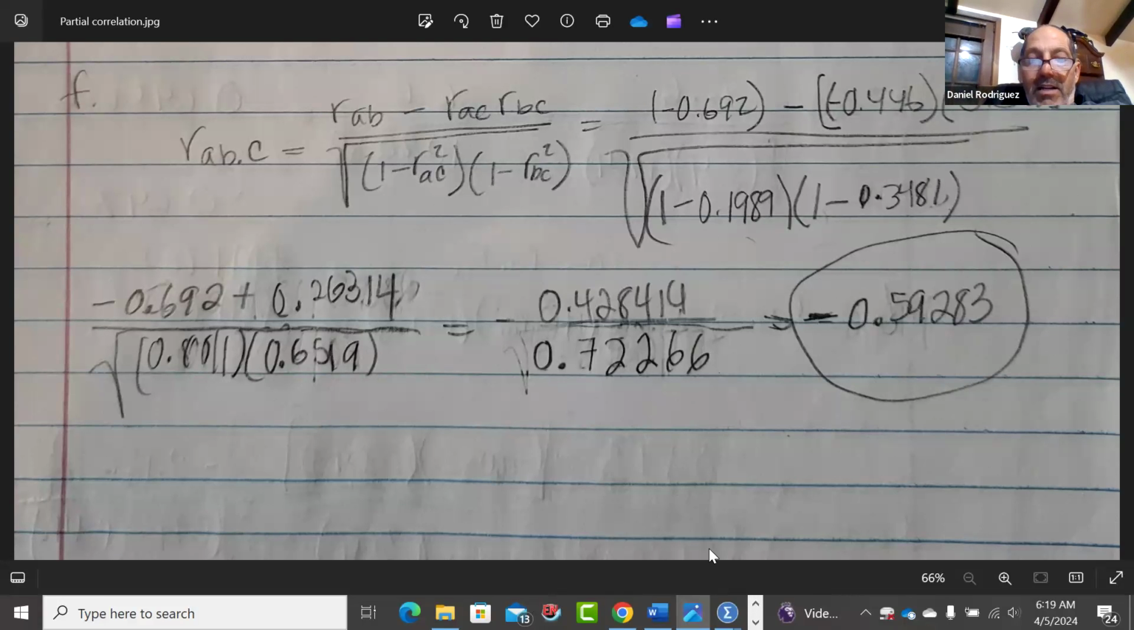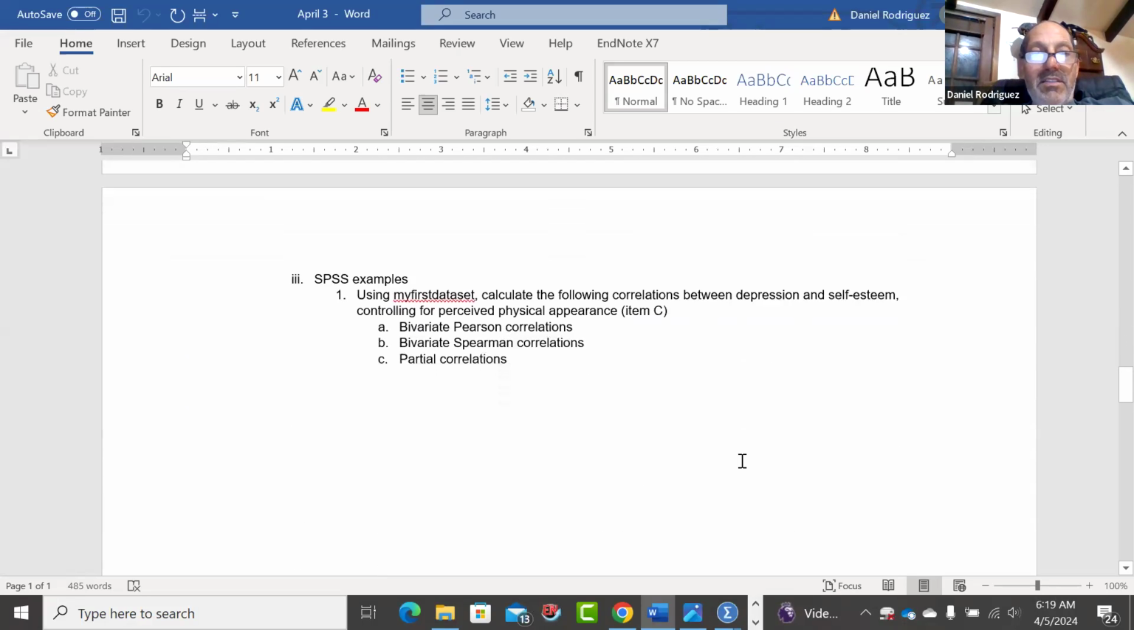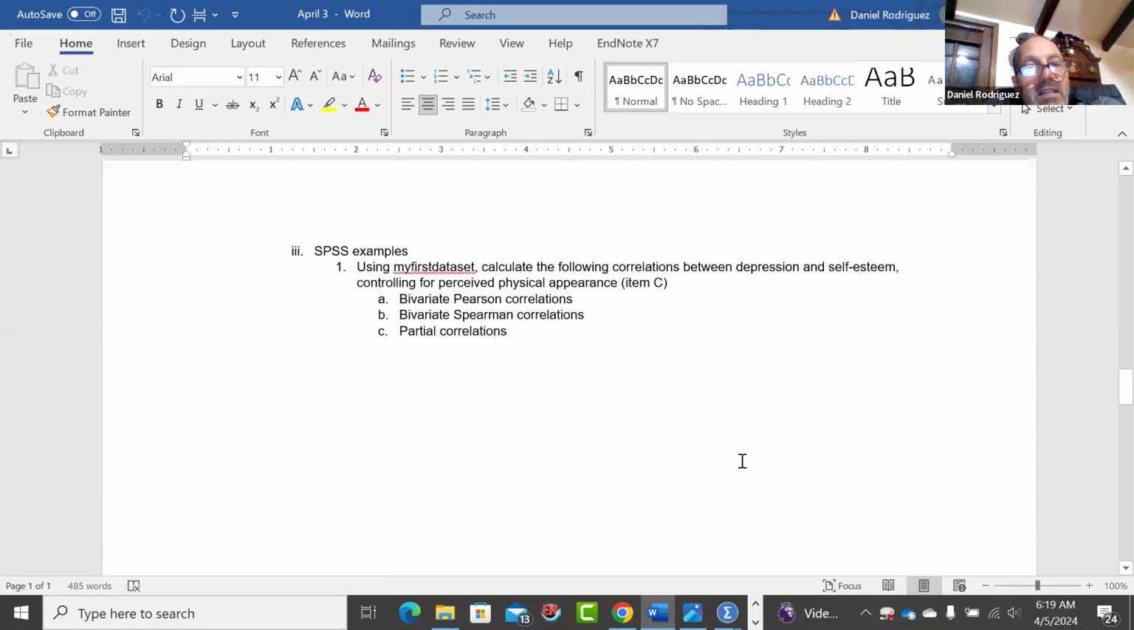All right, so let's go back to the next part here. We didn't do these SPSS examples. Using my first data set, calculate the following correlations between depression and self-esteem, and between depression and self-esteem controlling for perceived physical appearance. We want the bivariate Pearson correlations, the bivariate Spearman correlations, and the partial correlations. So 3 different correlations. We can do this in 2 different steps. So let's go to SPSS here.